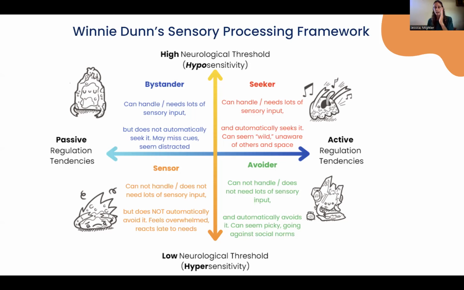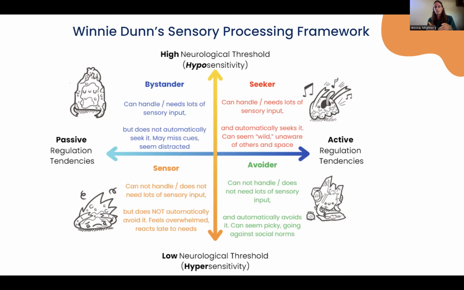So if you look on that vertical axis, that's running from a high neurological threshold for a specific type of sensory input to a low threshold. So in essence, how big is your cup, right? If you are on that higher end, you have a pretty large cup for sensory information. You can tolerate a lot, you can handle a lot. It takes a lot more for your needs to be met. So oftentimes you might think hyposensitivity. You're less sensitive to the input coming in. You need more than someone else who's lower down on that spectrum.